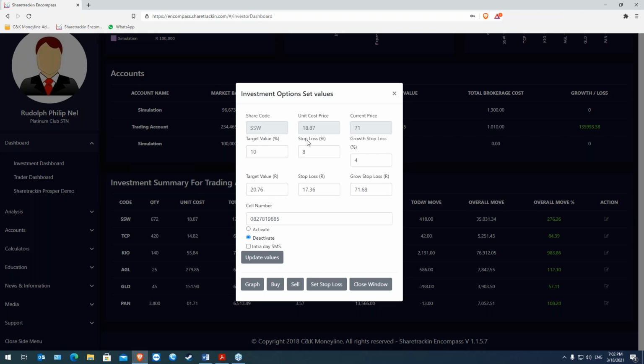And then just on the right of that, you get your stop loss percentage. Now that is basically when the share would tell you to go and sell the share. So the stop loss percentage currently is set at 8%. All right. So when the share falls by 8%, then you need to go and react on that stop loss. It won't auto sell for you. You need to go into the software and sell the share.